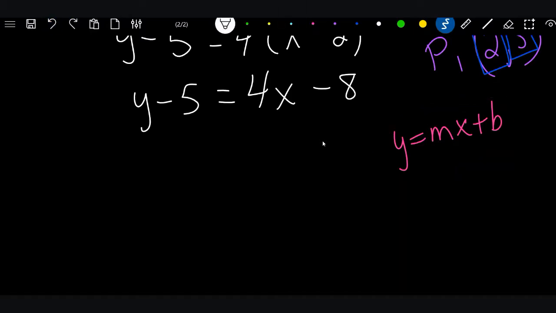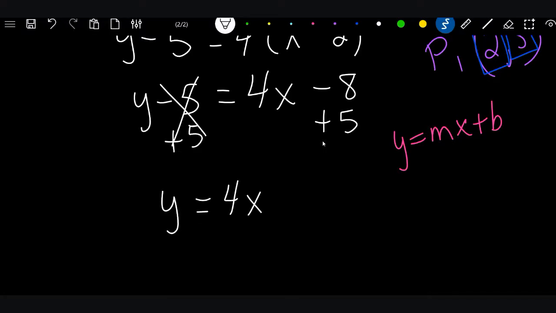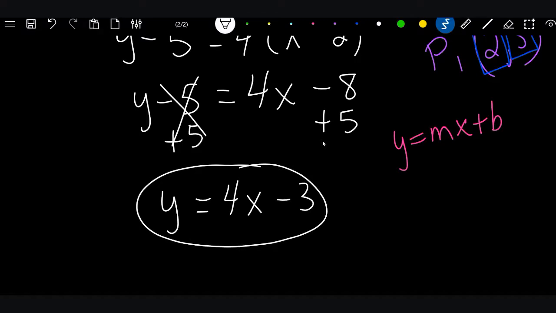So when I go over here and I add 5, I am going to add it to this right here. I'm going to add my 5, and so that's going to cancel, and I'm going to get y equals 4x minus 3. And that is going to be my slope.